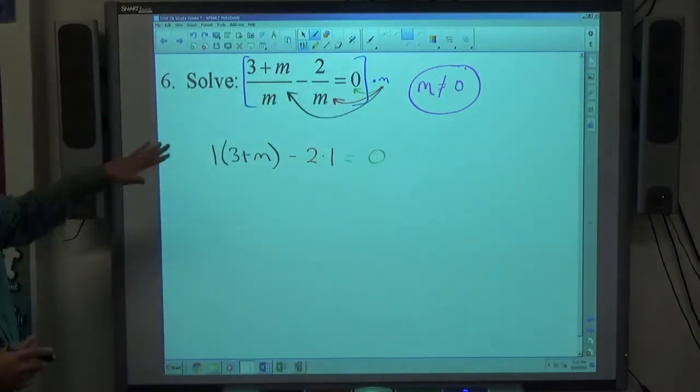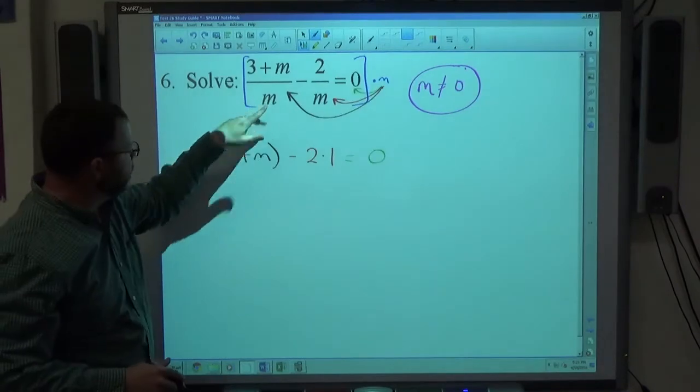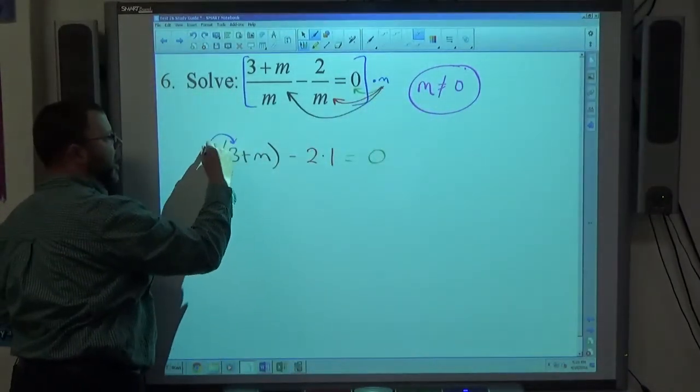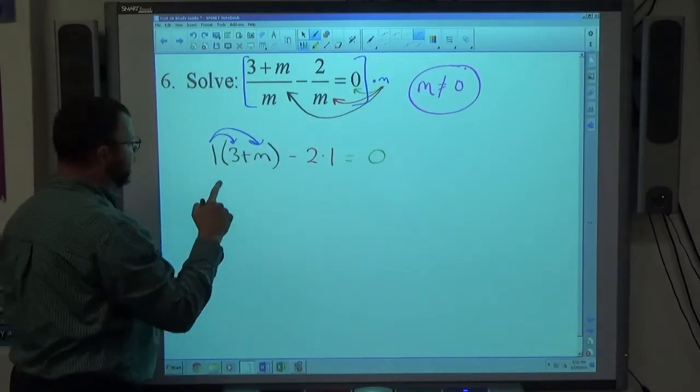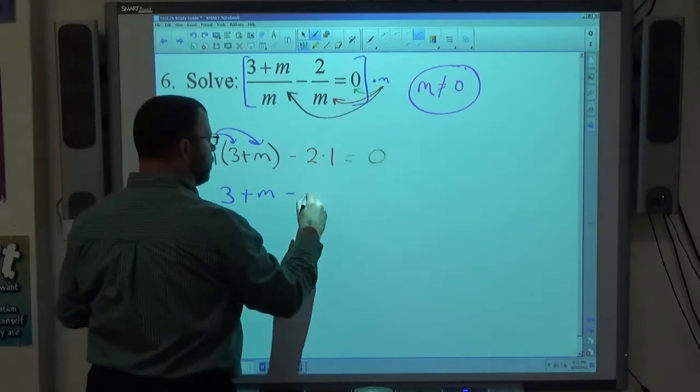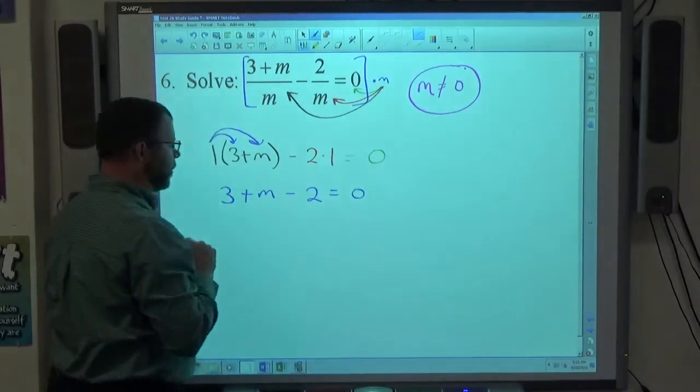Right? Once you get all these quotients times the tops, if you have a situation with a binomial, make sure you distribute every time. Make sure that you think about that idea. So 1 times 3 is 3, 1 times m is m. Minus 2 times 1 is minus 2 equals 0.